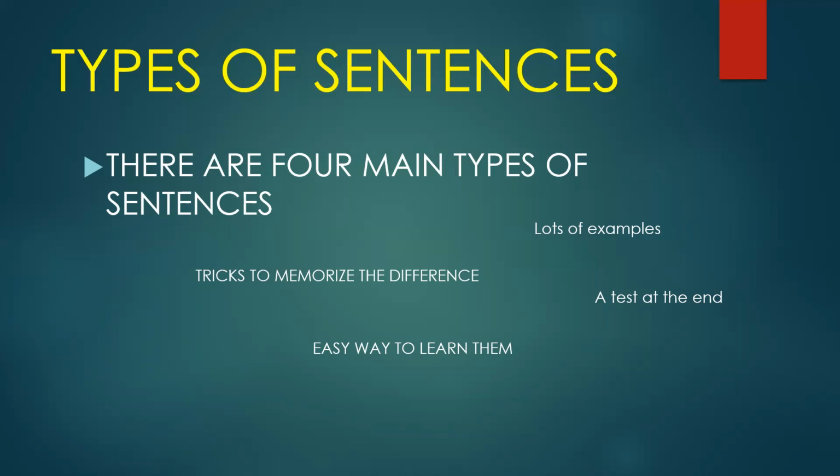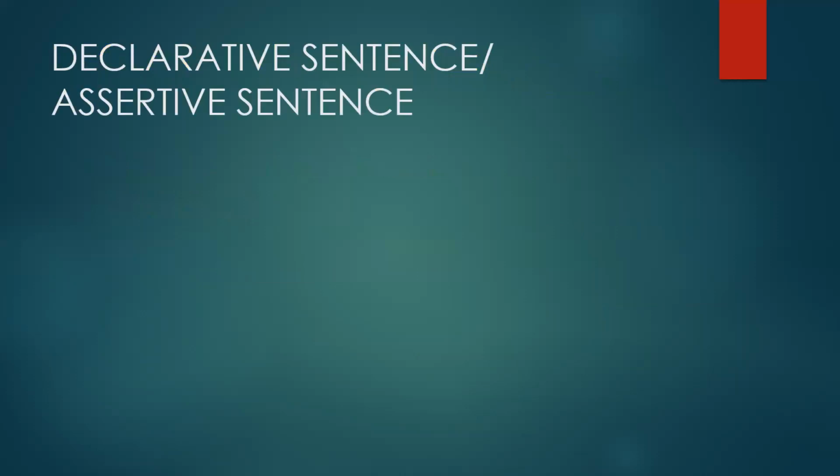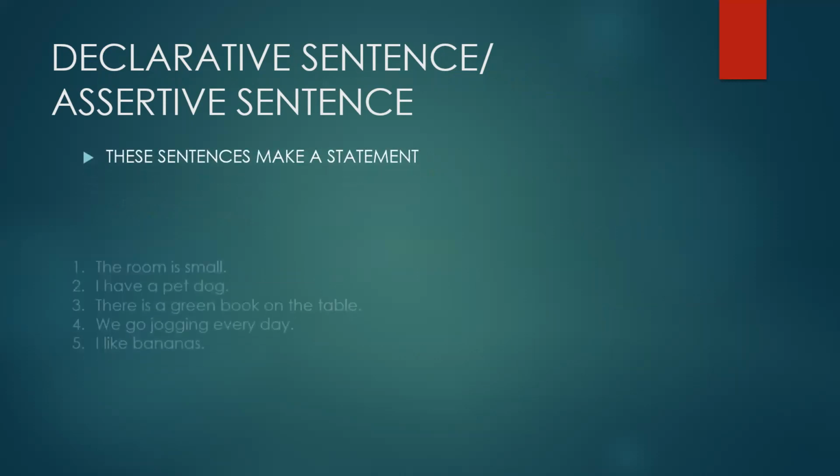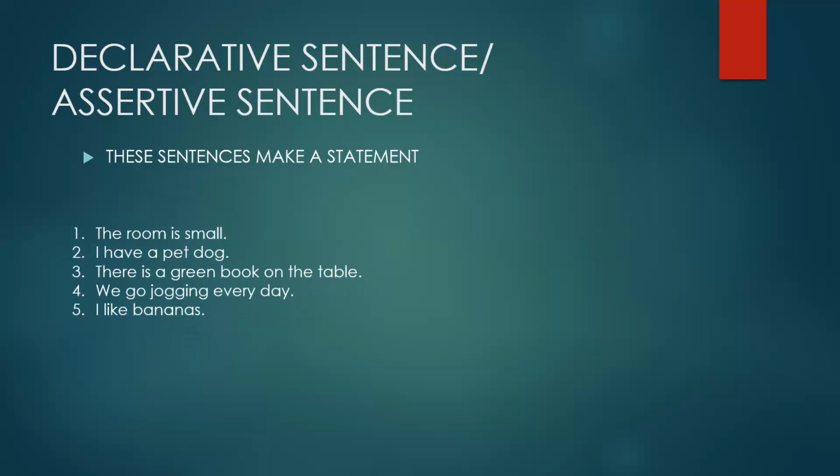Let's go through each one. A declarative sentence or an assertive sentence. These sentences make a statement. For example, the room is small. I have a pet dog. There is a green book on the table. We go jogging every day. I like bananas. Got it?